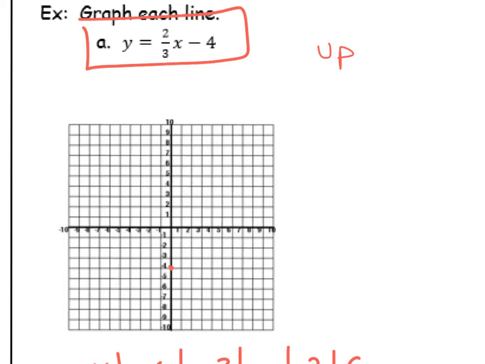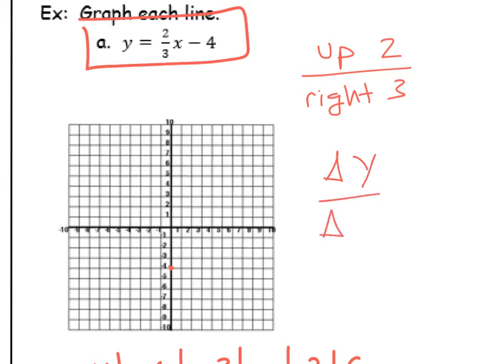This slope would say, all right, for every 2 units you go up, it's got a positive slope, go to the right 3, right? This is change in y over change in x. So I go up 2 over 3. Whoops.